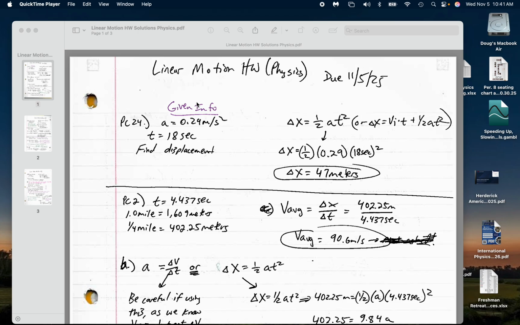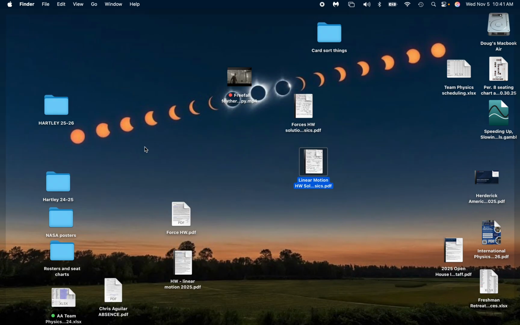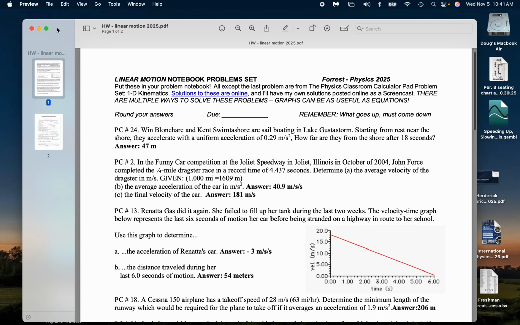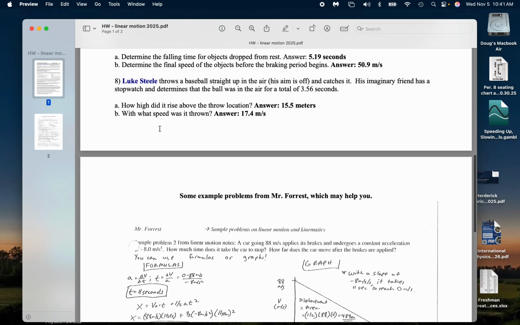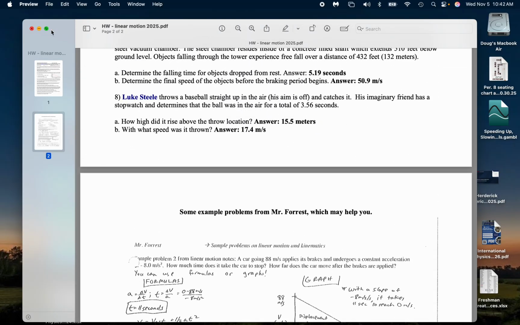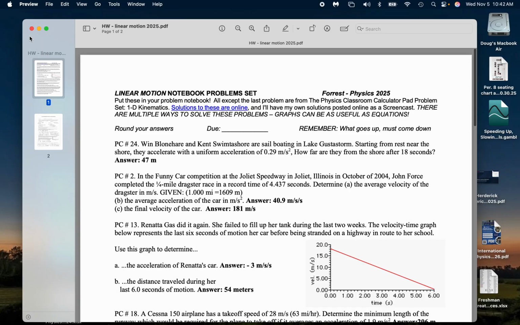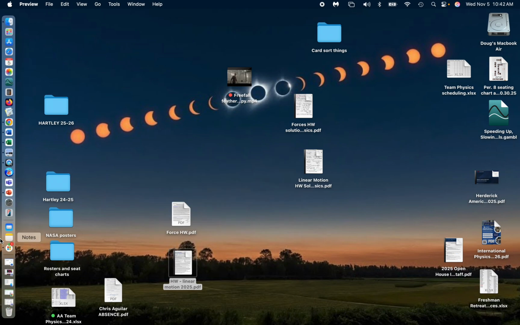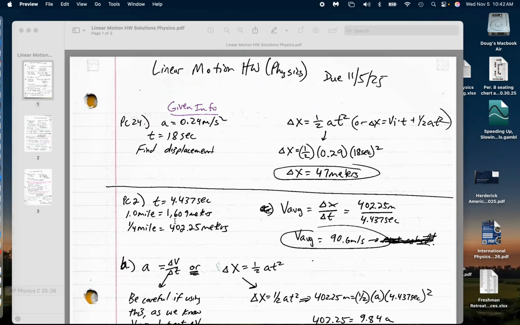These are my solutions to the linear motion homework assigned in physics. So the assignment should look something like this. I gave you answers. I did a couple more examples on the back, and a couple of examples in class. The goal is to understand how to solve these both graphically and with the equations that you were given.